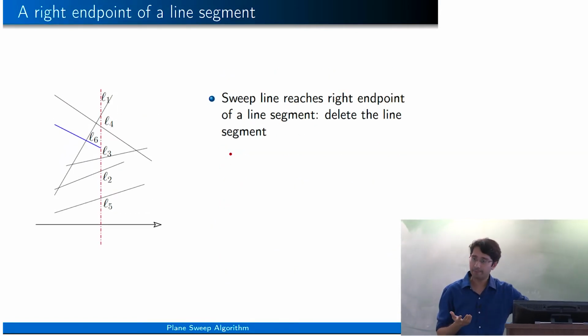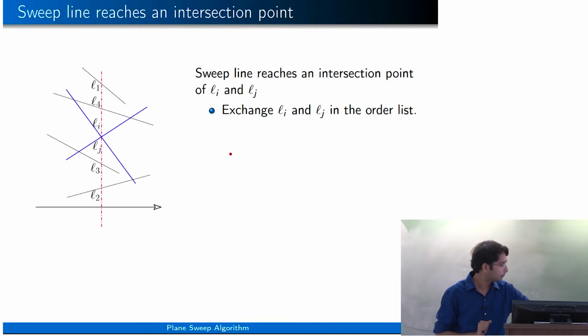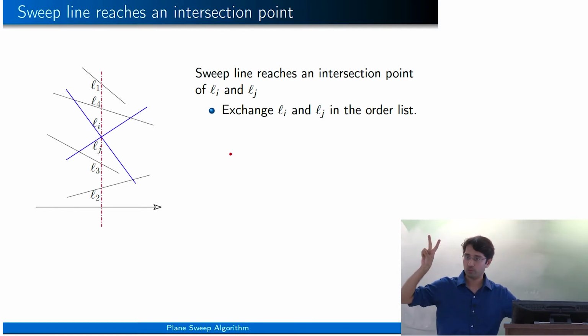At a right endpoint, I do not have to do anything, just delete that segment from the balanced binary tree. In an exchange, the order will change. How many new pairs will be generated? Look here: Li and Lj were previously neighbors, now they remain neighbors, but Li will find a new neighbor and Lj will find a new neighbor. So, 2, constant.